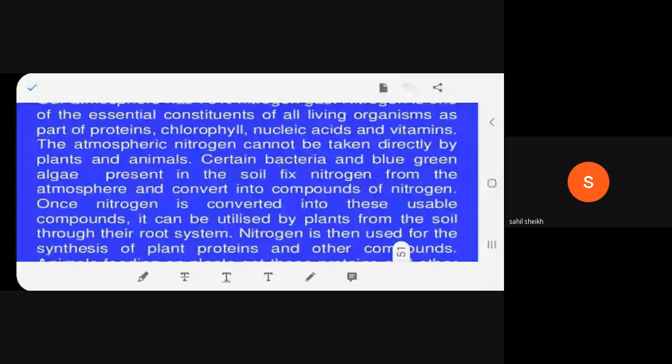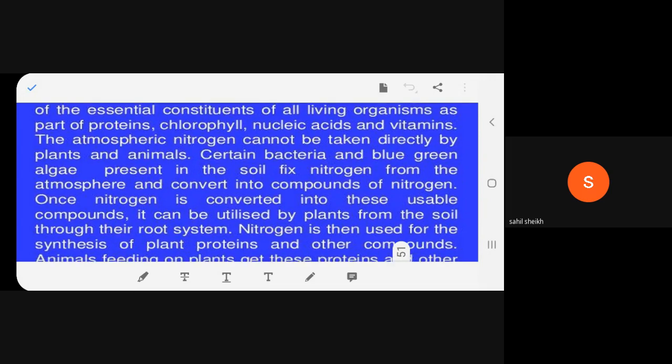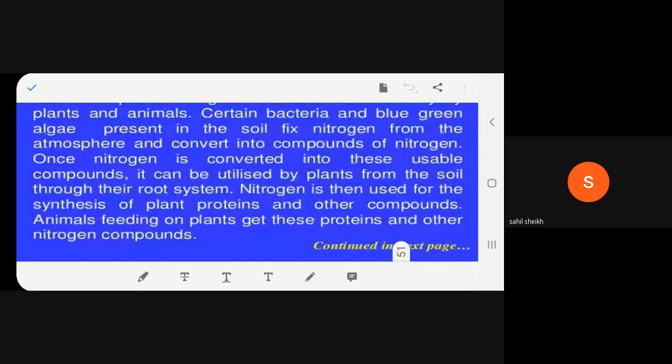into usable form of nitrogen so that it can be absorbed by the roots and taken up by the plants. Got my point? So what are they doing? They are making the usable form of nitrogen from the atmosphere and making it available for the plants so that they can make proteins. Understood or not? Okay? Fine. Next.